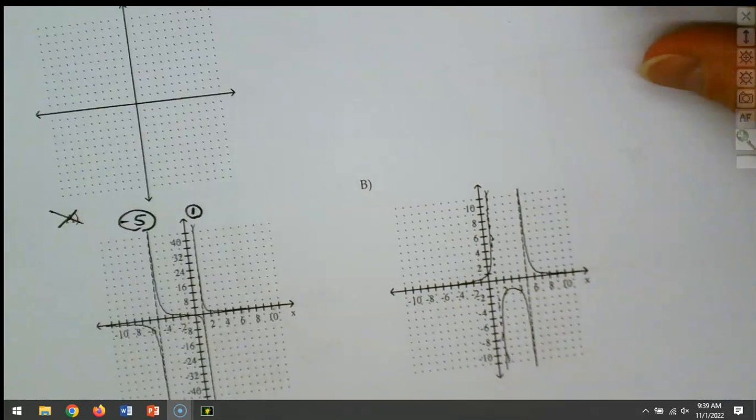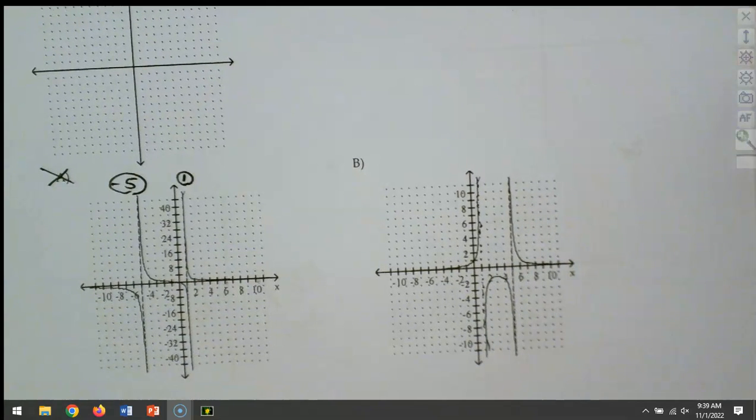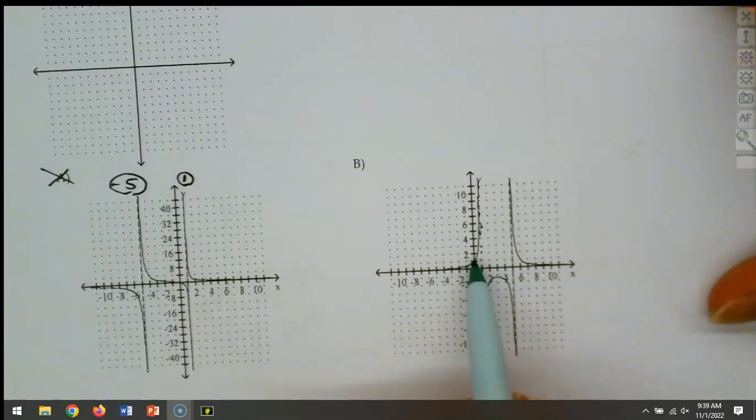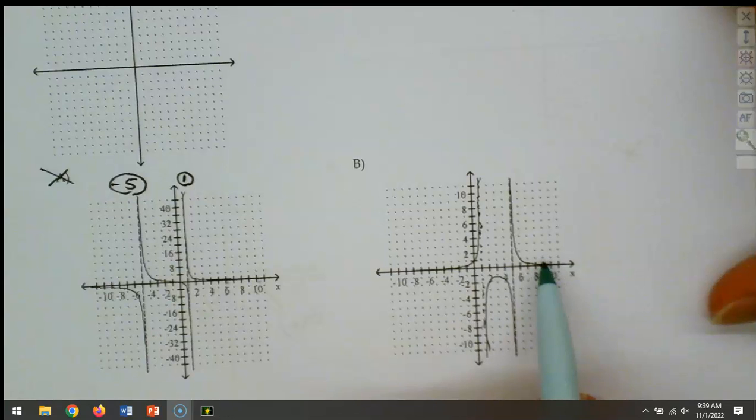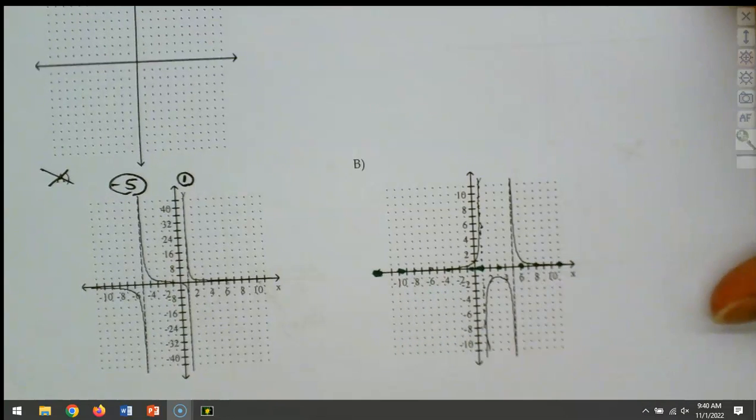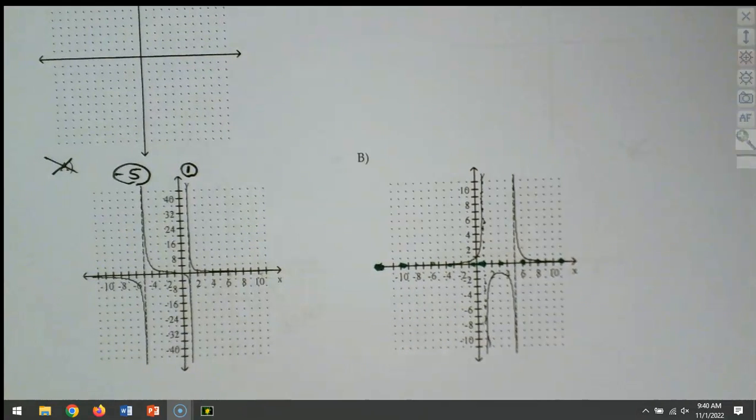Okay. A is already gone, right? We eliminated A. B still has a possibility. Why does B have a possibility? It's not really shown here, but notice how this graph goes to what? As we slide down, that goes to 0. So it looks like it has a horizontal there at 0. So B is still a viable option.